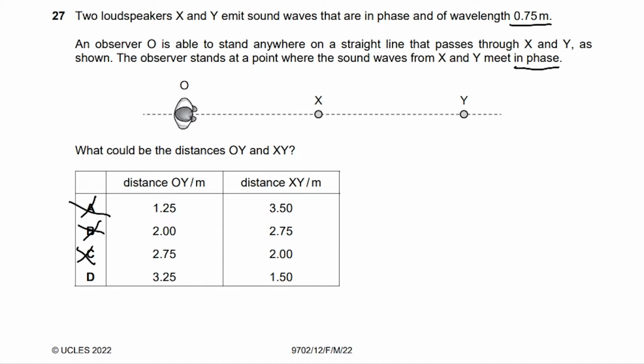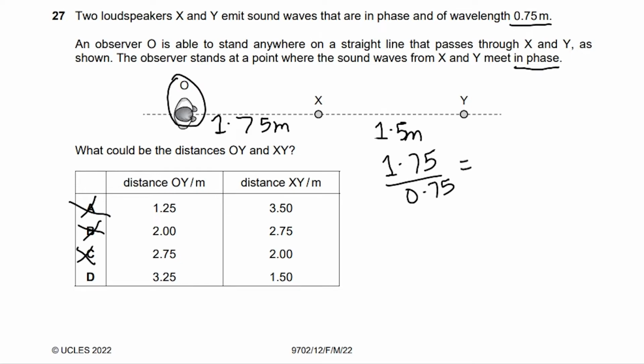So let's make O this point, and the distance OY is 3.25, the distance XY is 1.5 meter, and so OX is 3.25 minus 1.5, which is 1.75 meter. Okay, now if you divide 1.75 by 0.75, you get 2.333 as the answer.